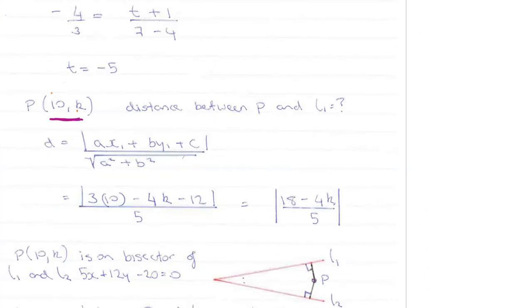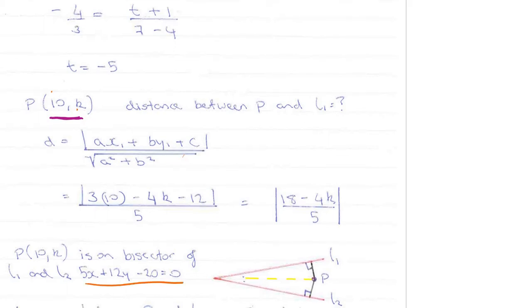So we're now told that our point P is on a bisector of L1 and L2, and L2 is this line here. So that means the point P is on the line that bisects these two other lines. Well, if it bisects those two other lines, that means it's equidistant from them, i.e. the perpendicular distance from P to L2 is the same as the perpendicular distance from P to L1. So what I'm going to be able to do is create an equation in k, because I know the perpendicular distance from P to L1 is just this value here. I need to then work out the perpendicular distance from P to L2.